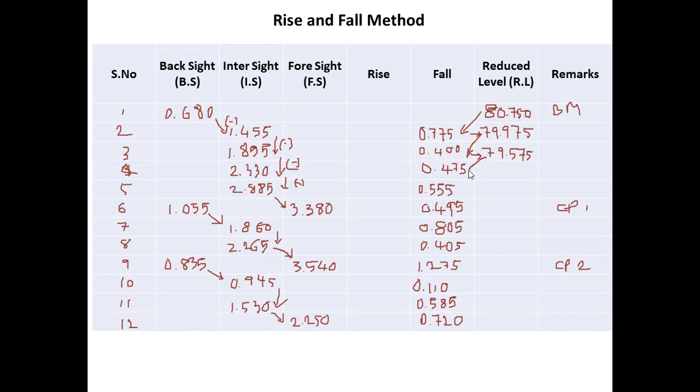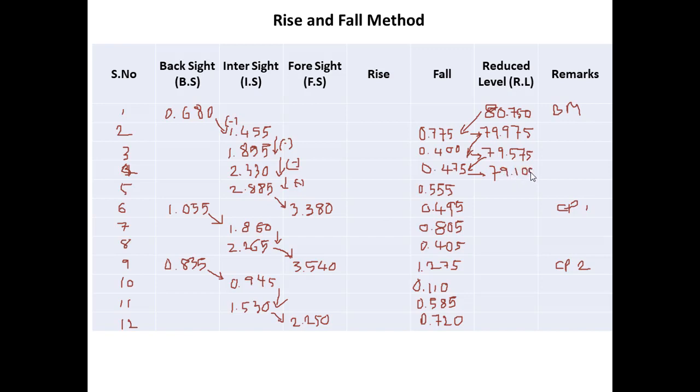So next, from this reading we have to deduct 0.475. So 79.575 minus 0.475 gives the answer of 79.100.